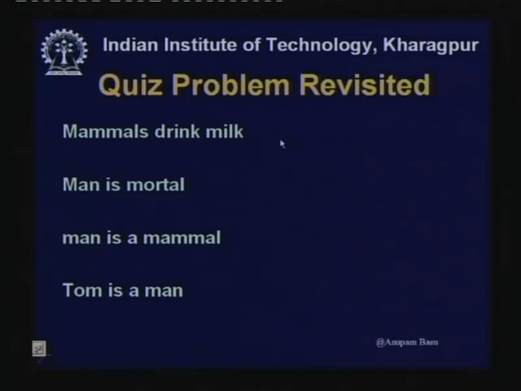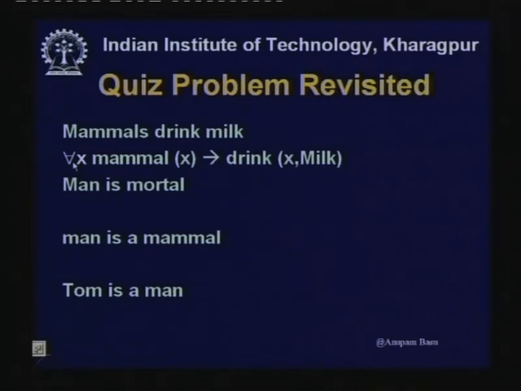Now, let us quickly revisit the quiz that we had done, where I played a little trick, I did a little bit of adjustment. The statements given were mammals drink milk, man is mortal, man is a mammal, Tom is a man. I had written them as mammal Tom implies drink Tom milk, like that. But this statement is unfortunately not a statement made for Tom alone. So, I should write it in a little different way.